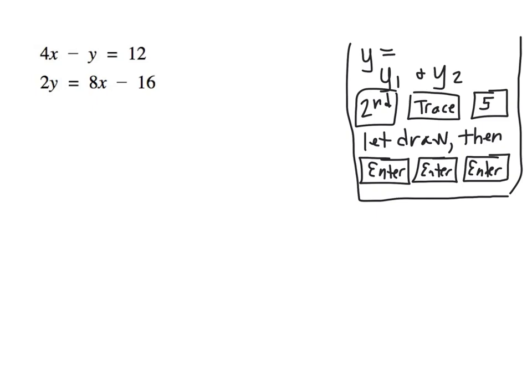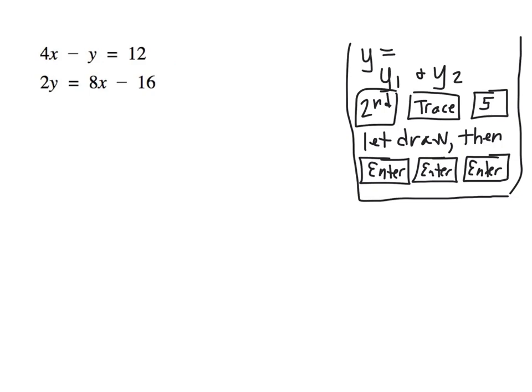In order to solve a system of equations, we're going to use our calculator, and we're going to put each equation into the y equals key of our calculator, into the y1 and y2, do our second trace 5, and press enter 3 times. But in order to do that, our equations both have to be in y equals. Neither one of these are. So our very first step is going to be to solve each equation for y.